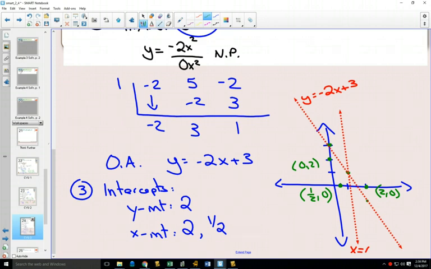So we have enough information here to draw things towards the asymptotes. Do we have a point to the right of x equals 1? Yes. So we have enough information here to draw it towards the asymptotes. And there's our final graph.